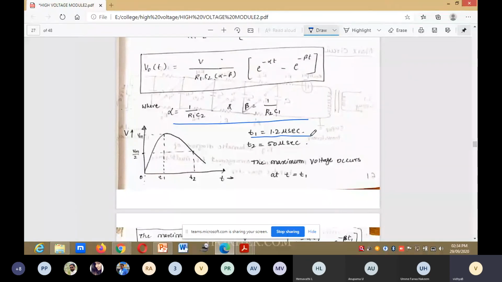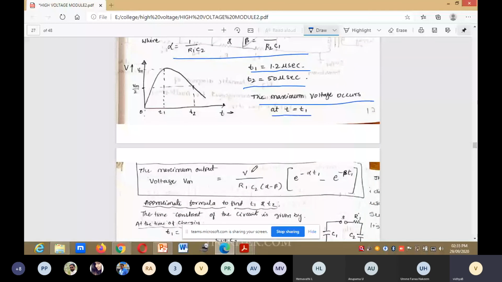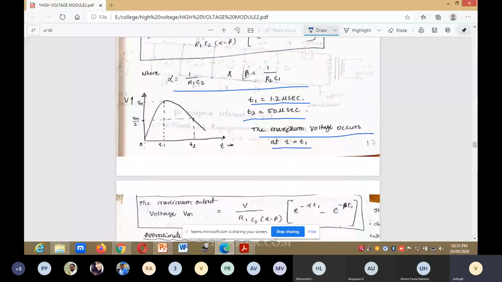In the graph for that, T1 is equal to 1.2 microseconds and T2 is equal to 50 microseconds. The maximum voltage occurs at T is equal to T1. The maximum output voltage Vm is equal to V divided by R1 C2 (alpha minus beta) times (e to the power of minus alpha T1 minus e to the power of minus beta T1). For maximum voltage, T is equal to T1, so they have substituted T1.